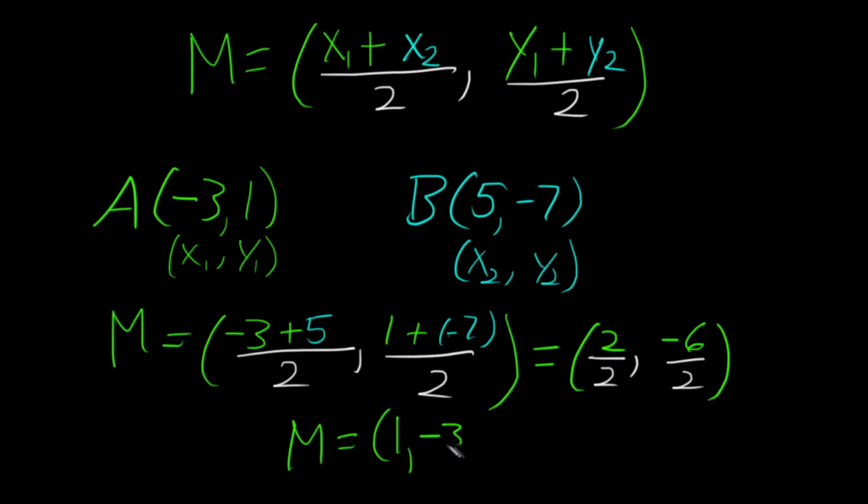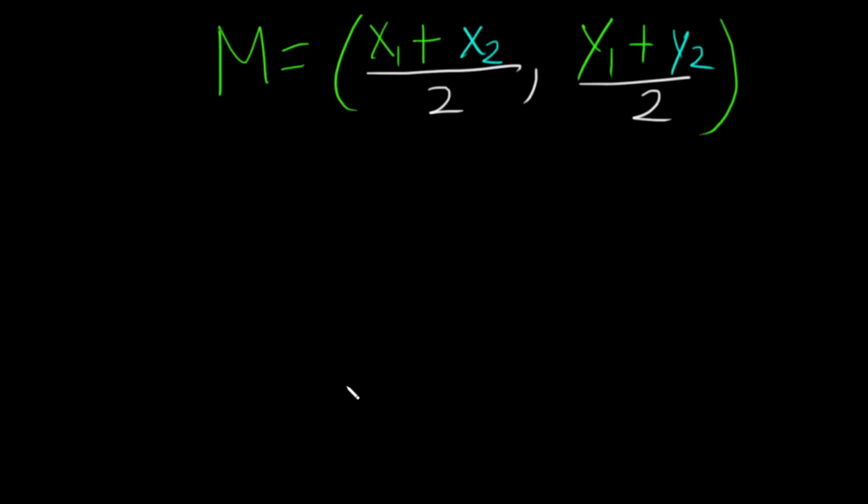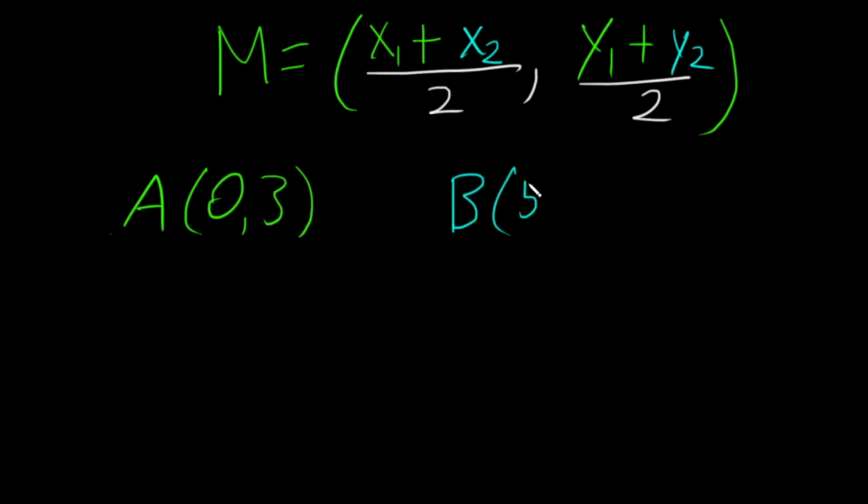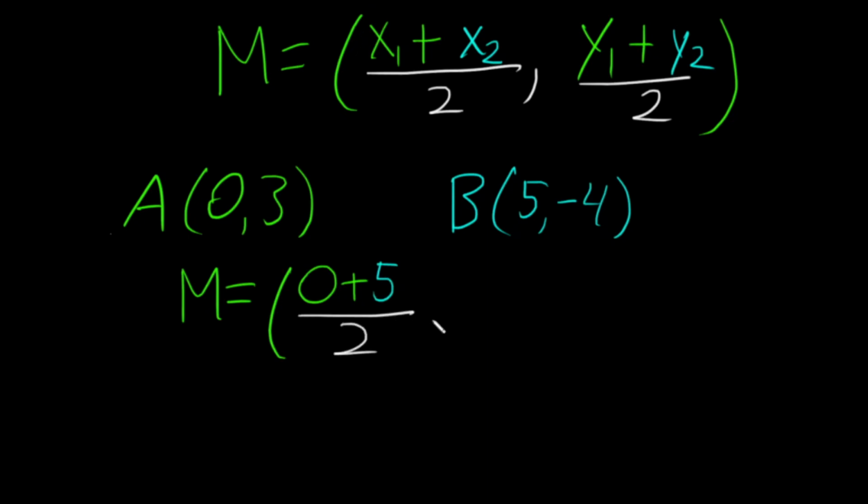Now sometimes the points will not simplify to a whole number, so let's take a look at one of those examples. Now let's say point A is at 0, 3, and point B is at 5, -4. Let's plug into the midpoint formula. First, we need to add the 2 x's, and that would be 0 plus 5, and that gets divided by 2, comma, and the y's, 3 and -4. So 3 plus parentheses -4, also divided by 2.